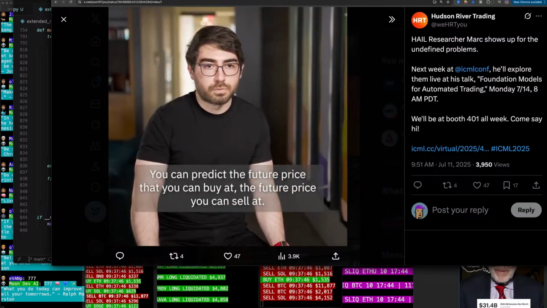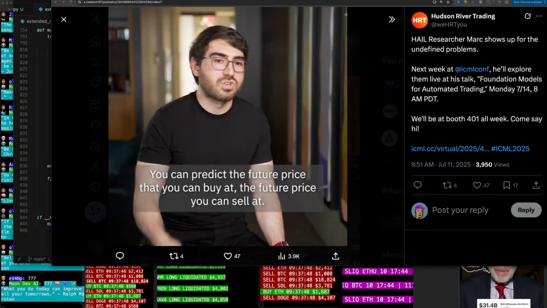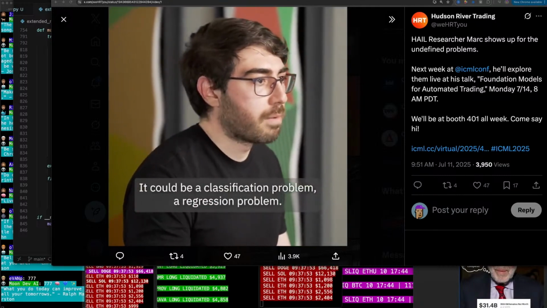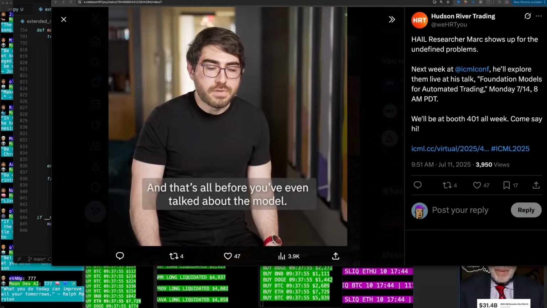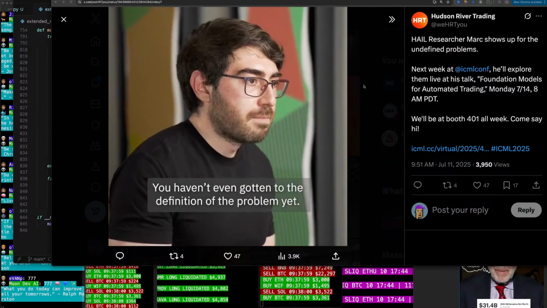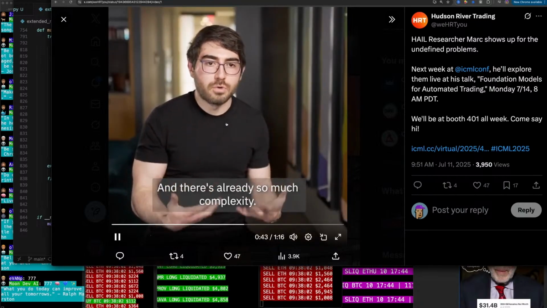Do you predict the future price that you can buy at, the future price you can sell at? You can predict some average of the two. It could be a classification problem, a regression problem. And that's all before you've even talked about the model. You haven't even gotten to the definition of the problem yet, and there's already so much complexity.